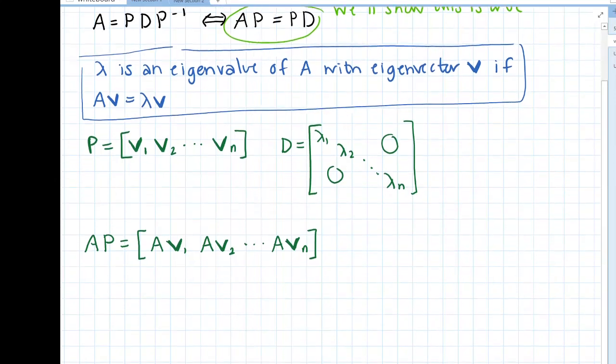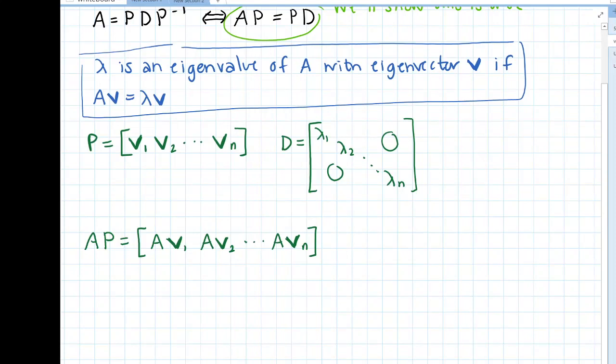So what do you get when you multiply A with each of V1, V2 through Vn? Well, these V1, V2 through Vn, those are our eigenvectors, right? So we know that if you multiply each of the V1 through Vn with A, you're actually going to get lambda 1 times V1. And then as your second column, you'll have lambda 2 times V2, all the way through lambda n times Vn.